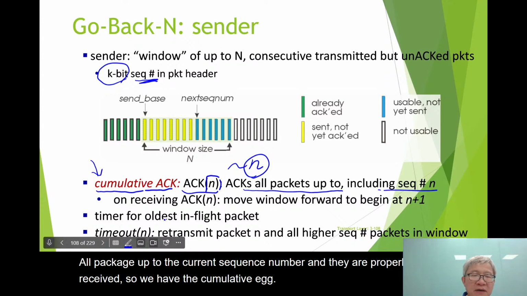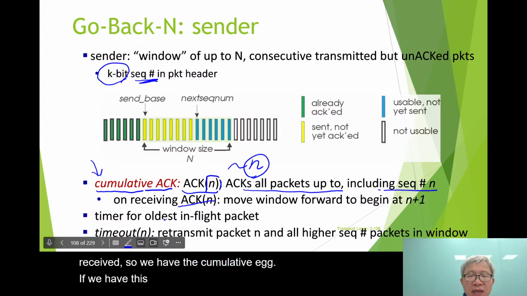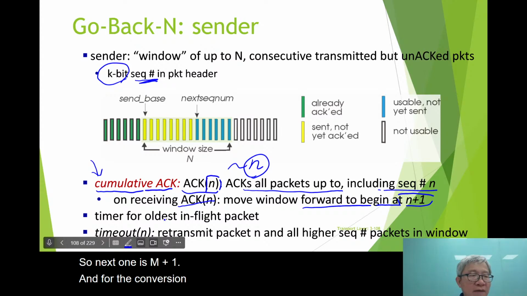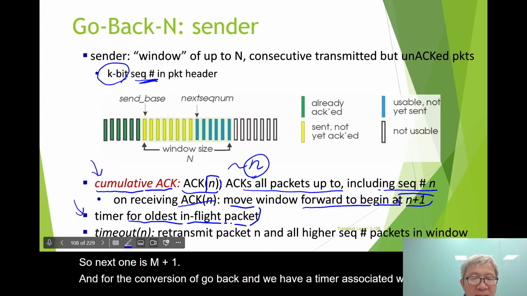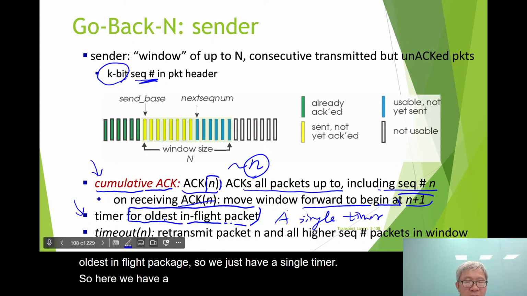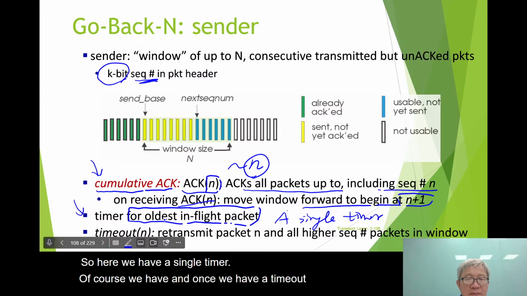If we have ACK N, of course, we can move the window to the next one, which is N plus 1. For the current version of Go-Back-N, we have a timer associated with the oldest in-flight packet, so we just have a single timer. Once we have a timeout for a specific packet, we have a timeout N.